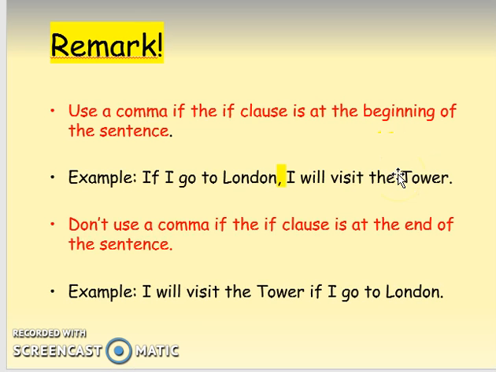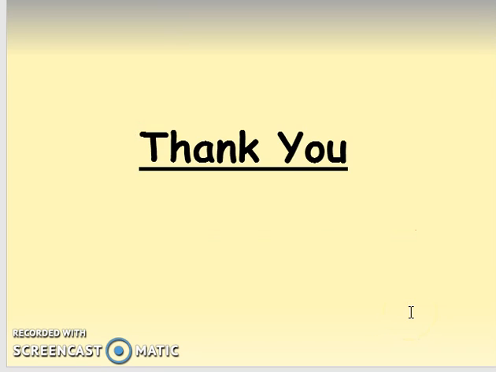So I would like to conclude with the remark that we use a comma if the if clause is at the beginning of the sentence. For example, if I go to London, comma, I will visit the tower. But we don't use a comma if the if clause is at the end of the sentence, like here. I will visit the tower if I go to London.